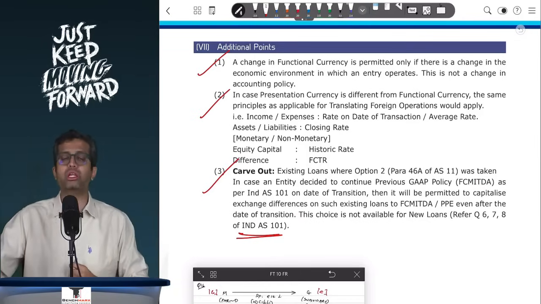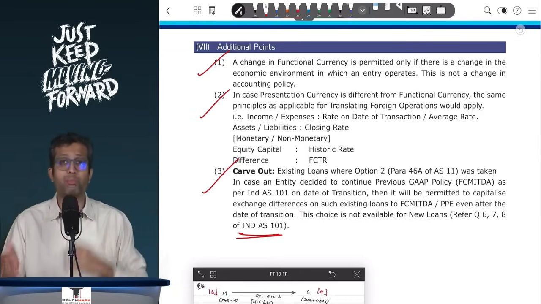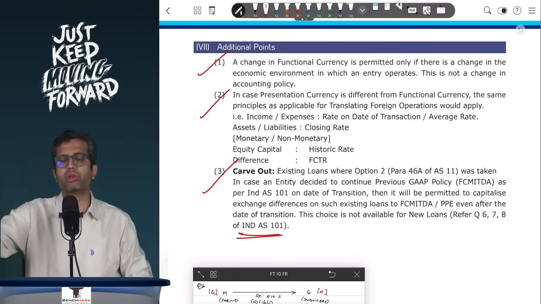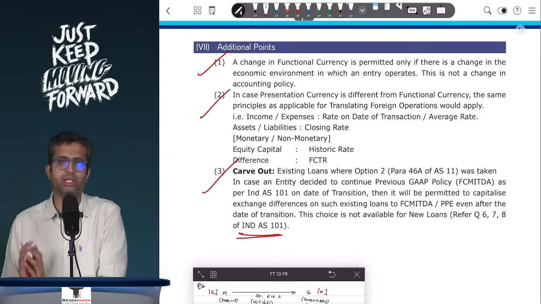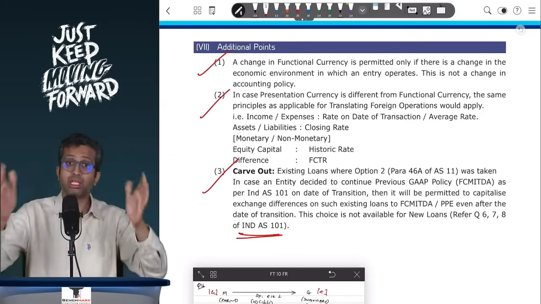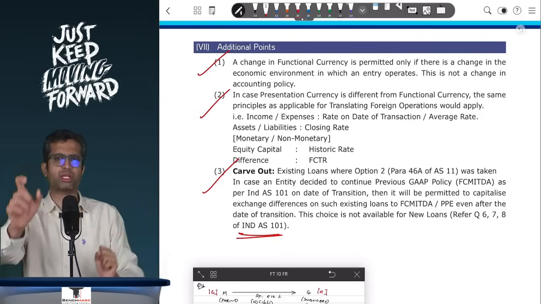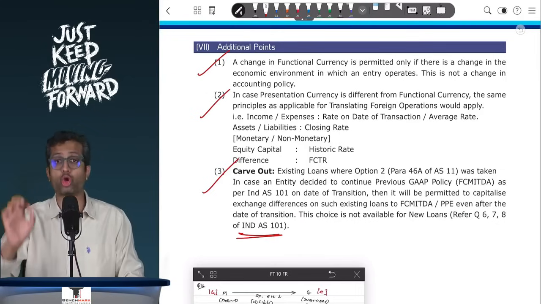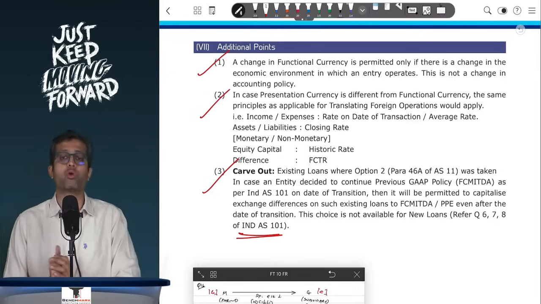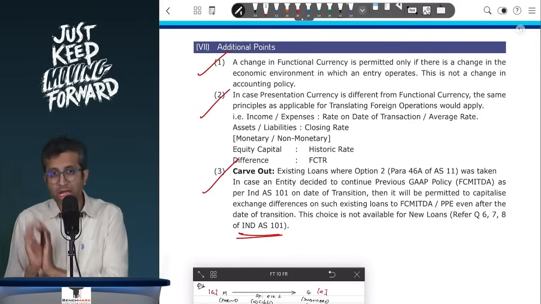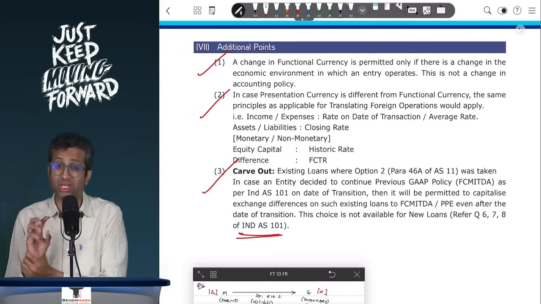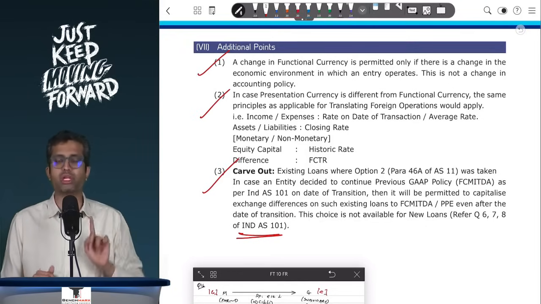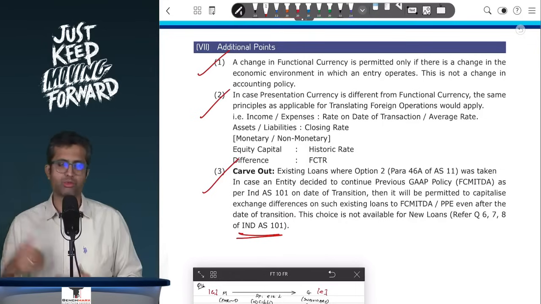If you decide to continue to adopt para 46A of AS 11, that is continue with the foreign currency monetary item transition difference account, then as per IND AS 21, it says that for those loans where the choice was taken as per IND AS 101, you can continue to record the foreign currency gain or loss on long-term loans in the foreign currency monetary item transition difference account. This is only and only for those loans which were existing on the date of transition, and a choice to continue the special treatment as per AS 11 was permitted over here.